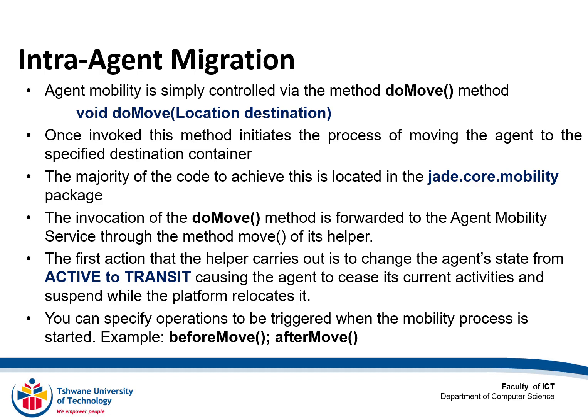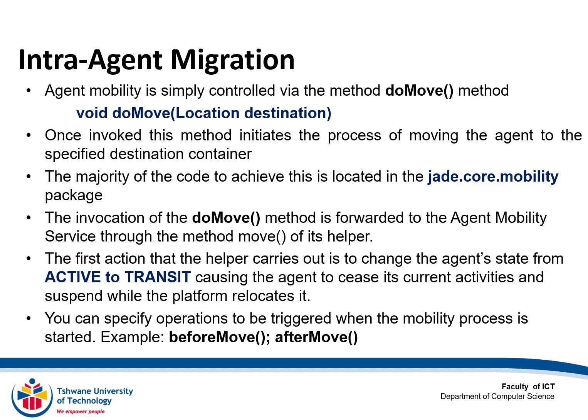So agent mobility is basically controlled via the method doMove, and the parameter that you pass the doMove method is the location or the destination where the agent is supposed to move to. Once invoked, this method initiates the process of moving the agent to the specified destination container. Because remember, here you are still within the same platform, you're just moving between containers. The majority of the code that you require to achieve this is located within the jade.core.mobility package, and it will be very good for you to go through that and see some of the benefits you can derive from that particular package.